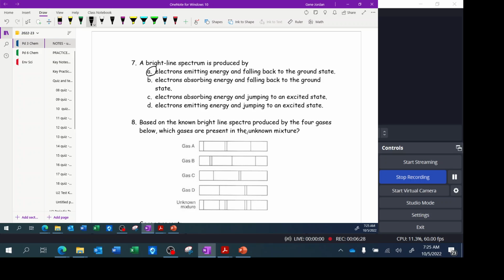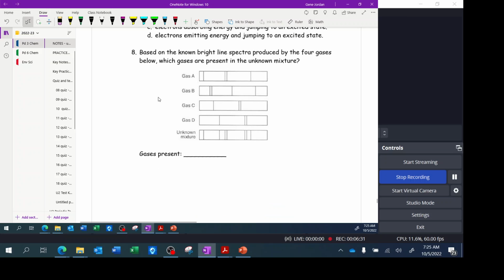And based on what we know of spectra produced by these four gases, this is really interesting, which are present in the unknown mixture? Well, we have to look at this one. Here's our unknown mixture, and match up the lines. You'll see a match for this line only exists here. So we know gas A exists. And then I just look through the next unknown mixture and see if this one has a match. This one has a match. And because these two match, I know gas D is there as well. And that's actually the only two gases we know for sure.